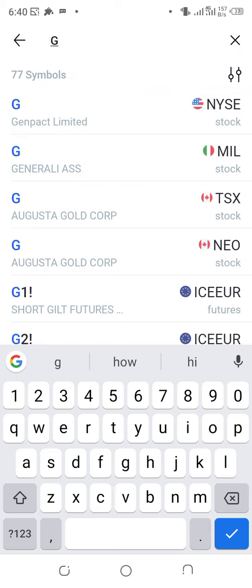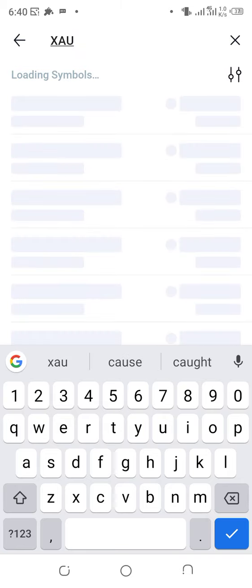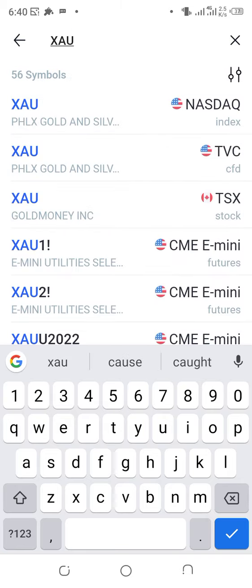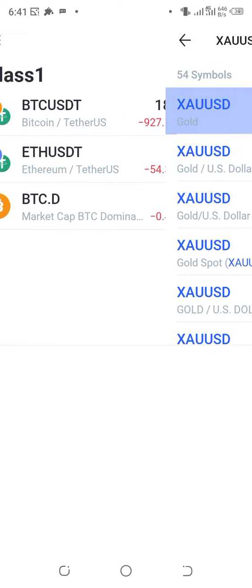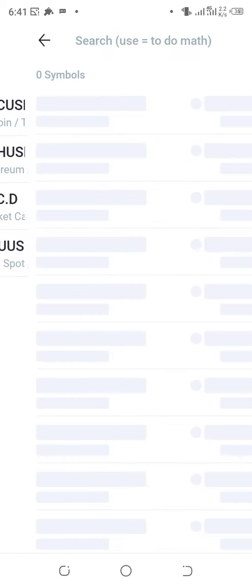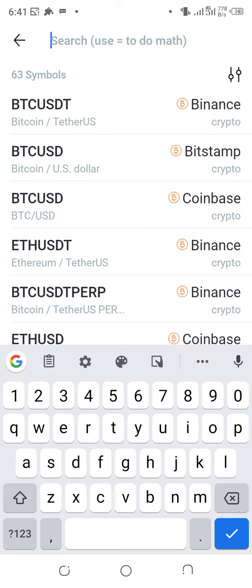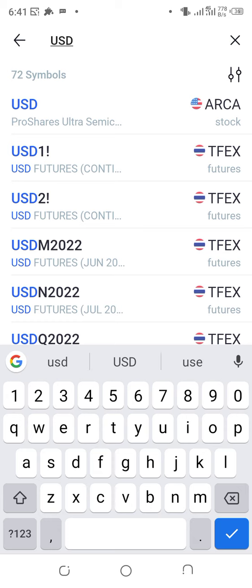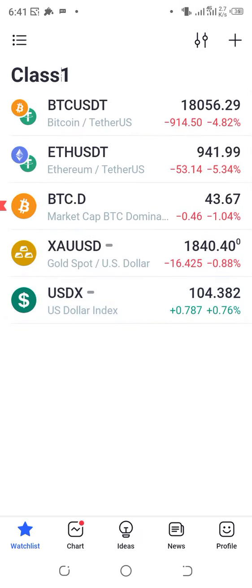I like trading gold, so let's say XAU, that's the gold. Yeah, so I add gold, and I like adding the dollar index, USD. I like adding the dollar index to see what the market is doing, to know the strength of the dollar, so that I can be able to analyze this pair.